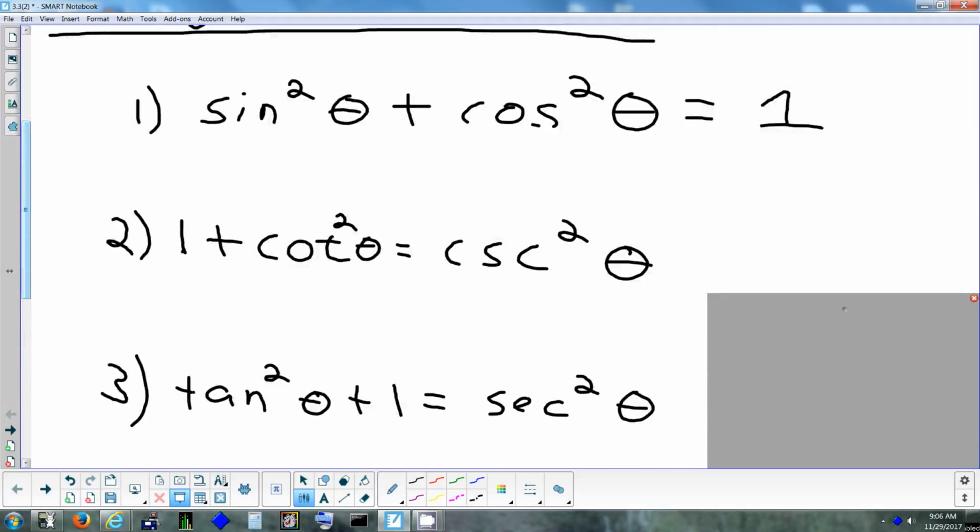Now, what if I did this? I'm going to subtract something from each side. And I'm going to write cosine squared equals 1 minus sine squared. Is that a new identity? Cosine squared equals 1 minus sine squared. What do you think?